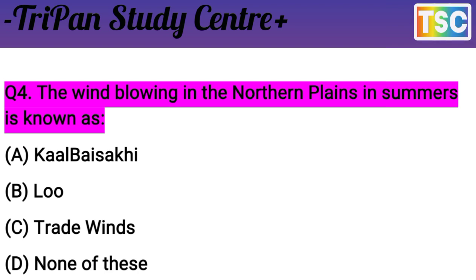You know that question is clear. The wind blowing in the northern plain in summer is known as what? The answer is Loo. You know that the answer is Loo because Loo is a strong, hot, dry wind blowing during summer over northern and northwest India. It means option B is correct.